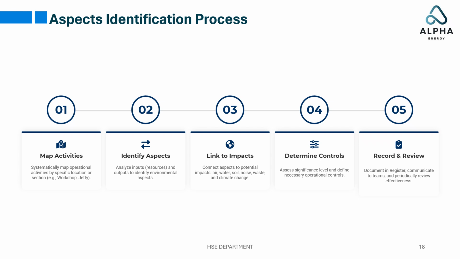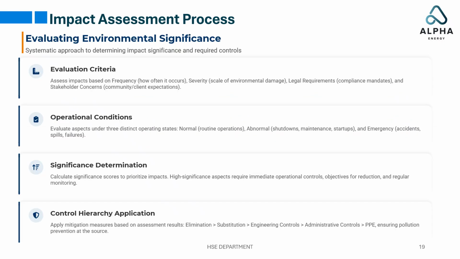The final step is recording and reviewing, where all identified aspects and controls are documented in the register, communicated to relevant teams, and periodically reviewed to ensure effectiveness and continuous improvement. The impact assessment process is used to evaluate the environmental significance of identified aspects and determine the necessary control measures.